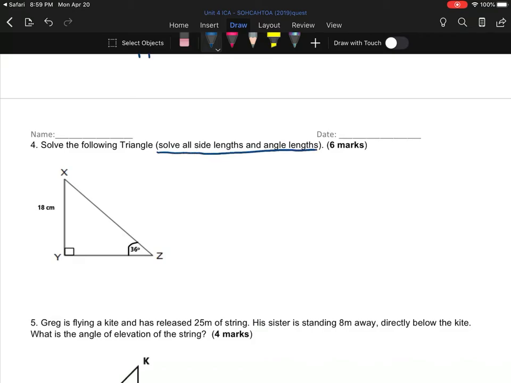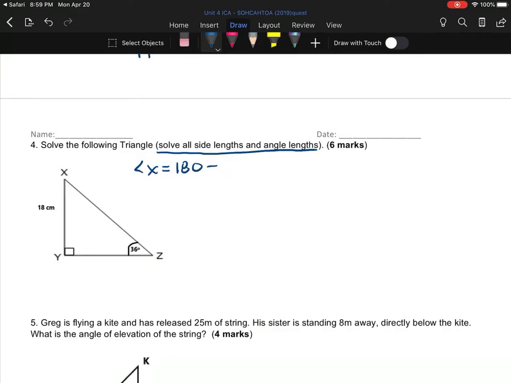All right. So now number 4 says solve the following triangle, which means find all the side lengths and all the angles. As you go, I would label the triangle. It's a 6, so maybe that's another clue. You have to do more work. You know, it's up to you.